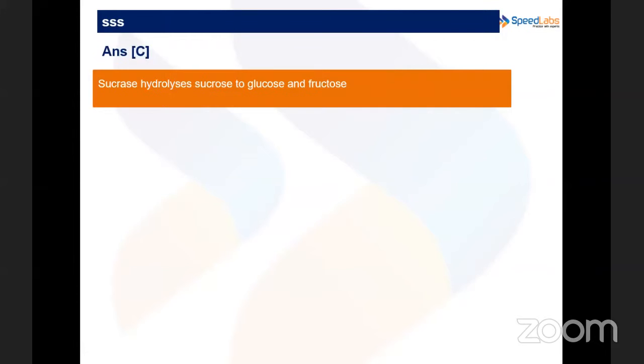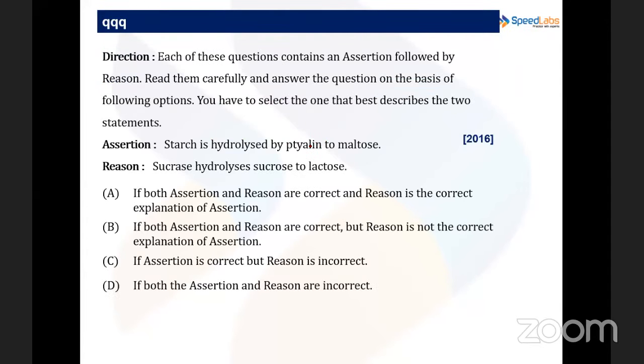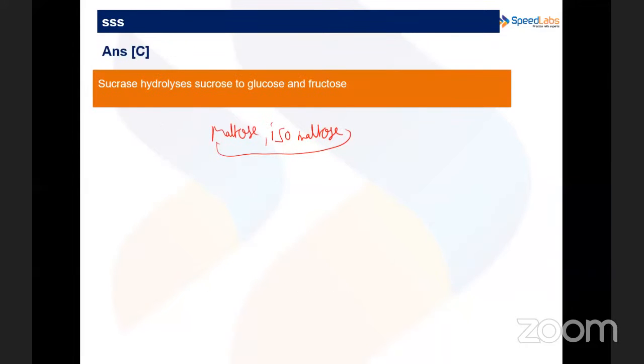I told you about both of the options in earlier questions also. What is the function of salivary amylase? It breaks down starch into maltose, isomaltose, and dextrin. So hence assertion is correct. You can see assertion is starch is hydrolyzed by ptyalin. What is ptyalin? It is the salivary amylase released by the salivary glands to maltose. This statement is correct. Now sucrase, another name is invertase.